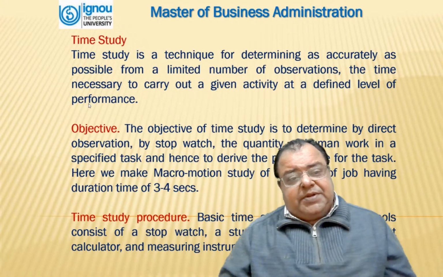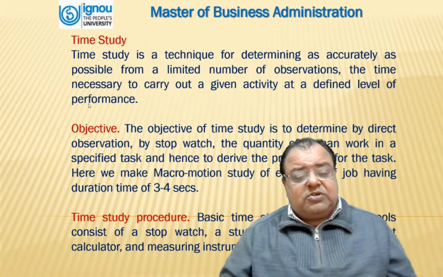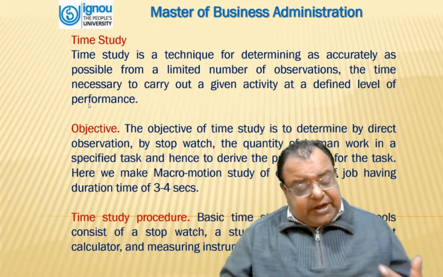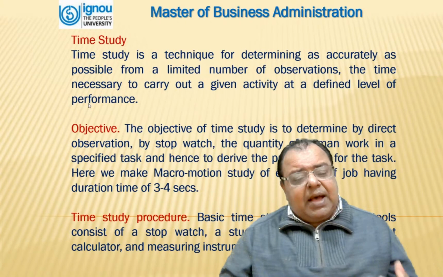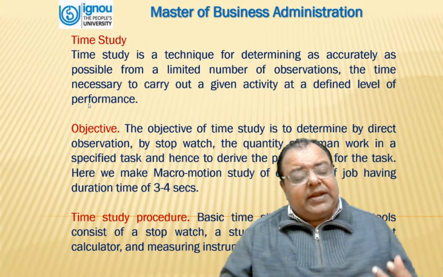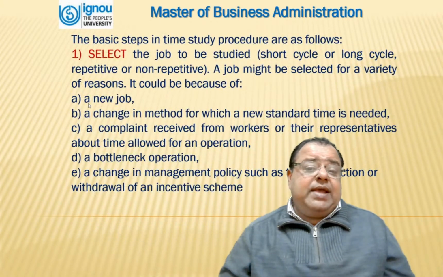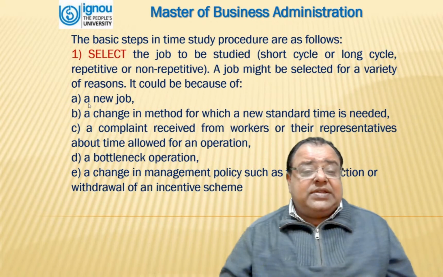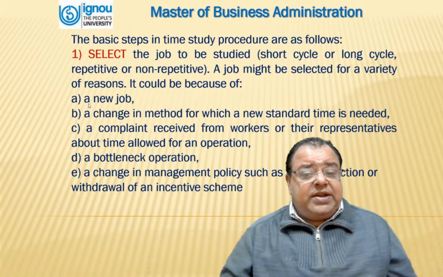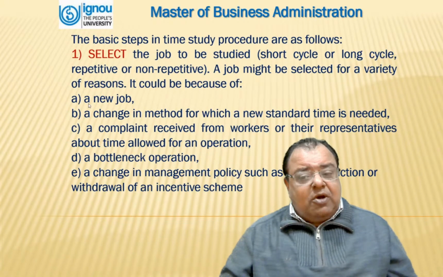Time study procedure. Basic time study equipment or tools consist of a stopwatch, a study board, pencils, a pocket calculator, and measuring instrument for distance and speed. The basic steps in time study procedure are: select the job to be studied, short cycle or long cycle, repetitive or non-repetitive in nature. A job might be selected for a variety of reasons.